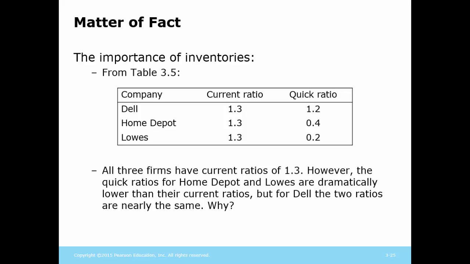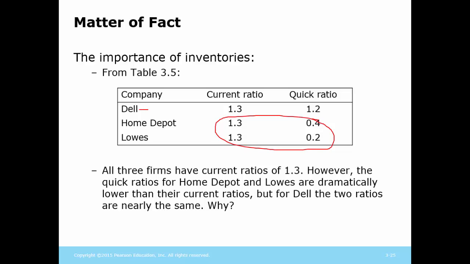So how does this impact other companies? Again, we can see here, here's Dell, a computer company. The difference is 1.3, 1.2. But look at the difference between Home Depot, 1.3 and 0.4. Lowe's is 1.3 and 0.2. The difference here is important because of inventory.